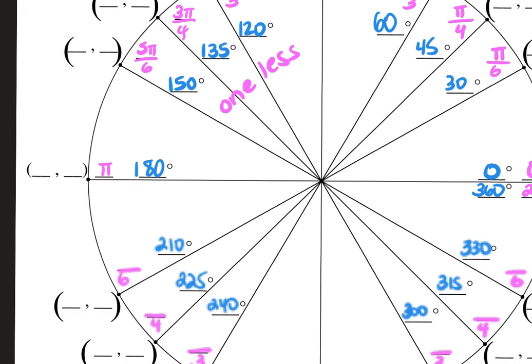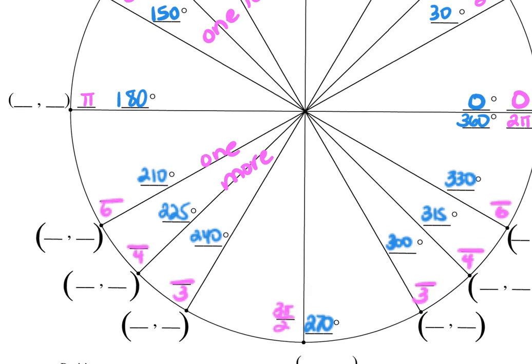The third quadrant is 1 more than the denominator. So it's 7 pi over 6, 5 pi over 4, 4 pi over 3. And in the fourth quadrant, it is 1 less than double. Or remember the pattern 5, 7, 11. 5 pi over 3, 7 pi over 4, 11 pi over 6.